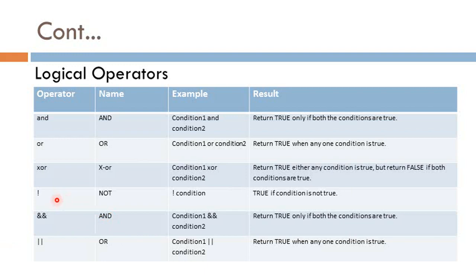Then NOT operator, written as not condition. It returns true if the condition is not true. Then AND is also written as condition 1, ampersand sign, then condition 2. It returns true only if both the conditions are true. Then OR operator, condition 1 OR condition 2. It returns true value when any condition is true.